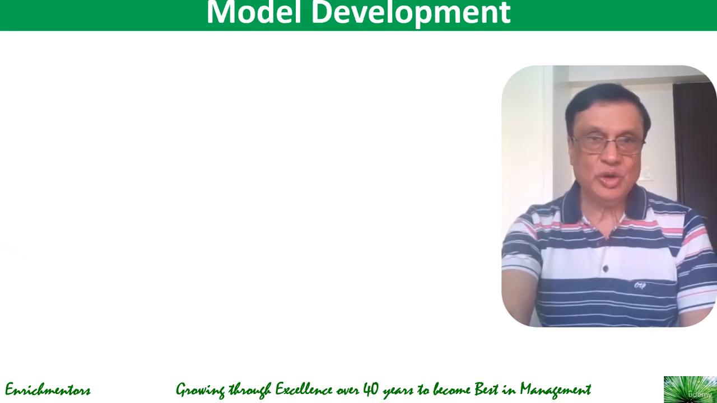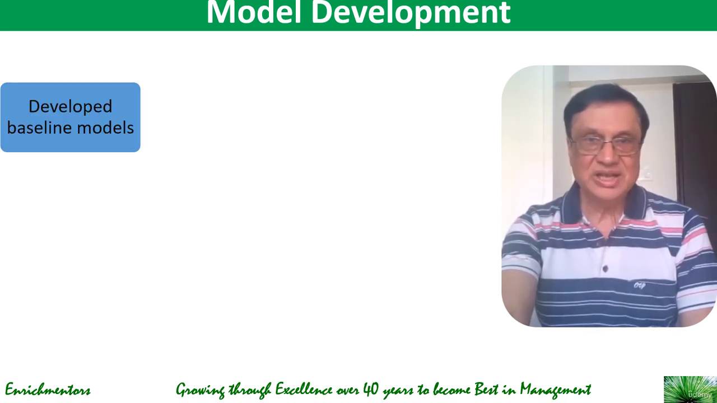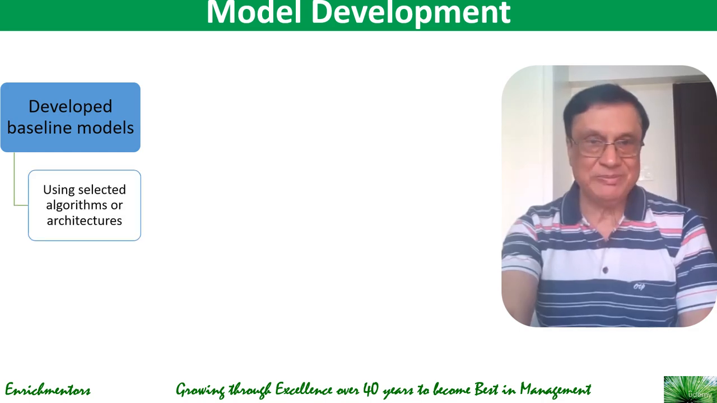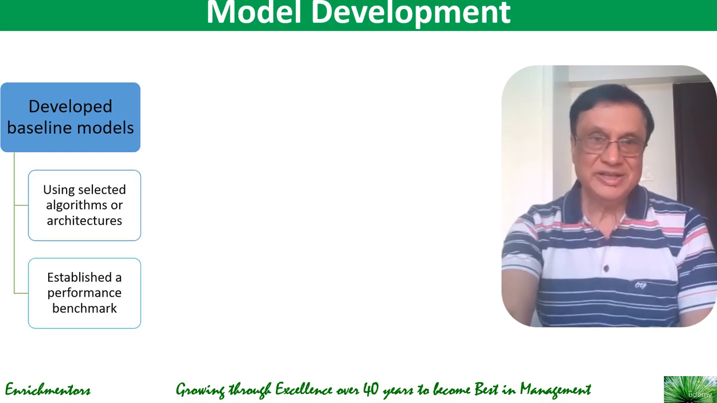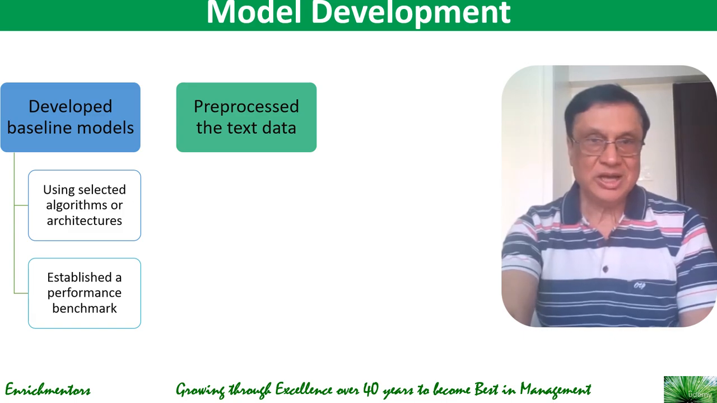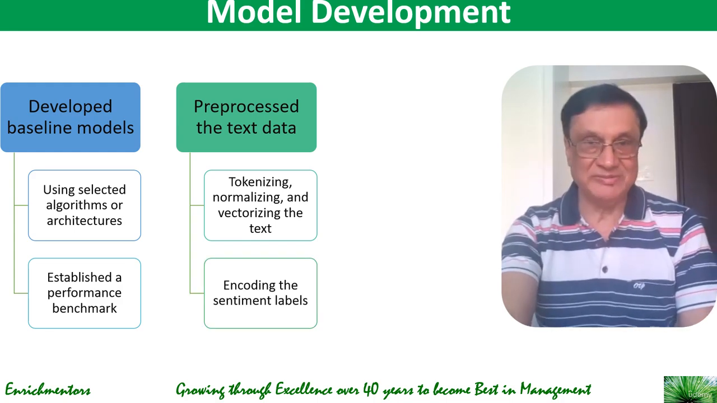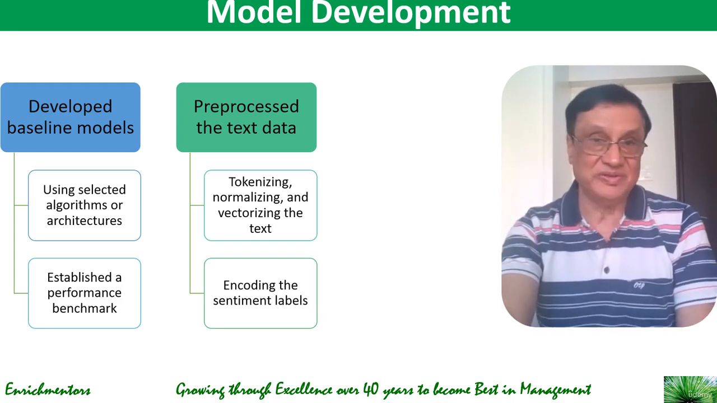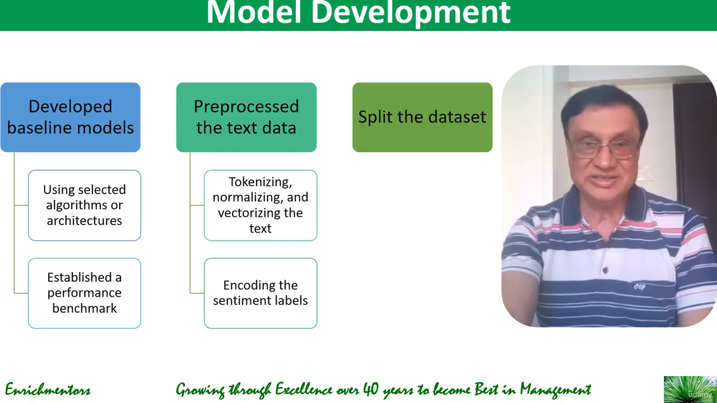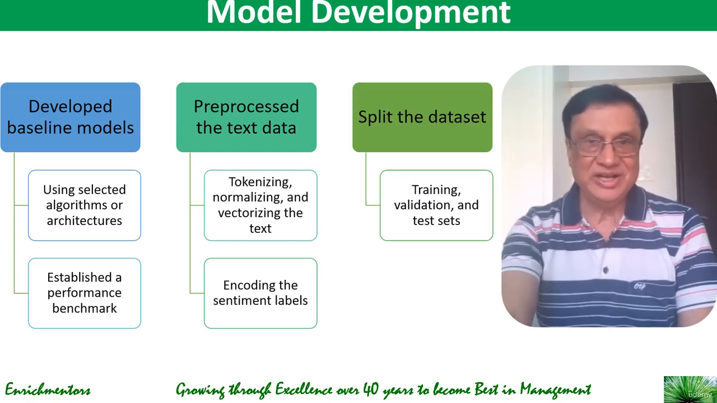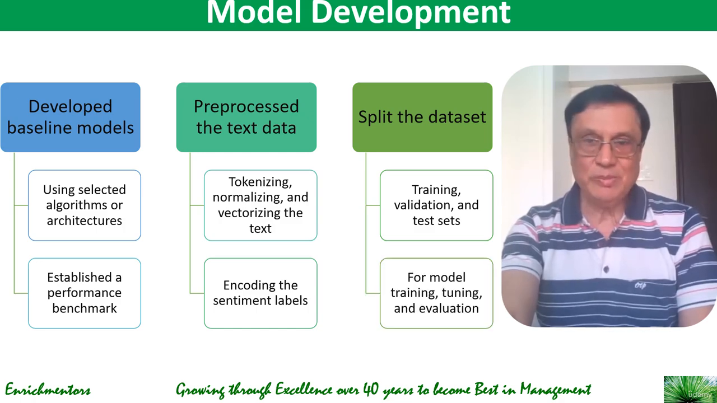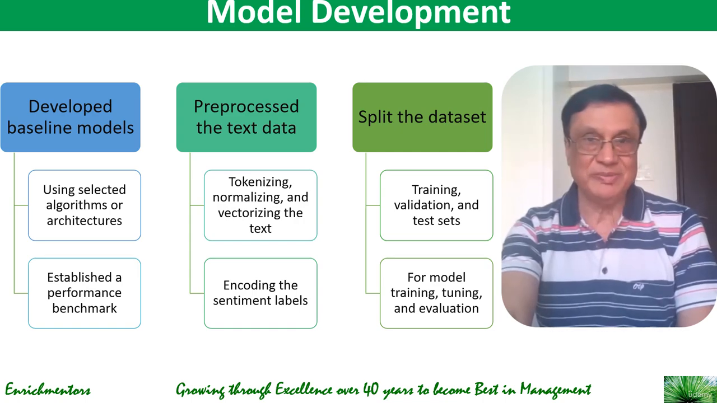Then they got into developing the baseline models using the selected algorithms and architectures to establish the performance benchmarks. They pre-processed the text data, and they did that by tokenizing, normalizing, and vectorizing the text and encoding the sentiment labels. So different kinds of data were pre-processed differently, as you can see here. They split the data set as required into training, validation, and test sets, basically for model training, tuning, and evaluation respectively, right? So that's how the model development happened.